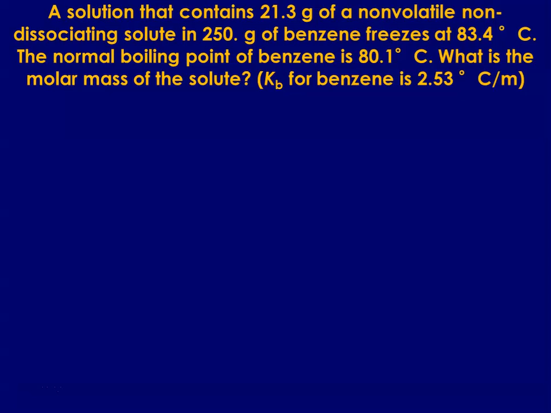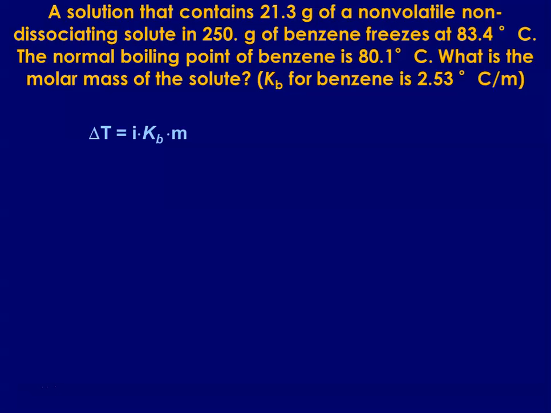Well, molar mass is grams per mole. And we have the grams of our solute, 21.3. So we need to find the moles of our solute. We don't have anything offhand that's going to help us find moles of solute since we don't know its identity, but we do have the ability to use colligative properties to find out information. Specifically, we can find out from the information given in this problem the molality of our solution.